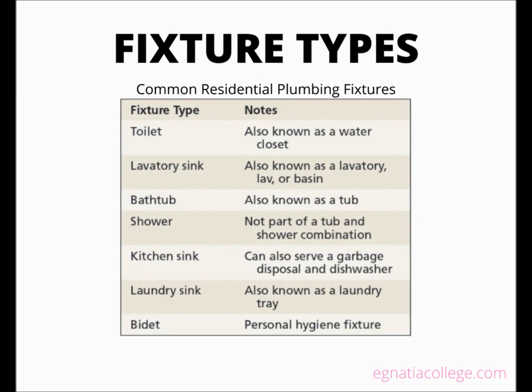Fixture types. Plumbing codes dictate that every house must have at least one toilet, a lavatory sink, a bathtub or shower, and a kitchen sink. Toilets must be self-cleaning during their flushing cycle and must have a toilet seat.